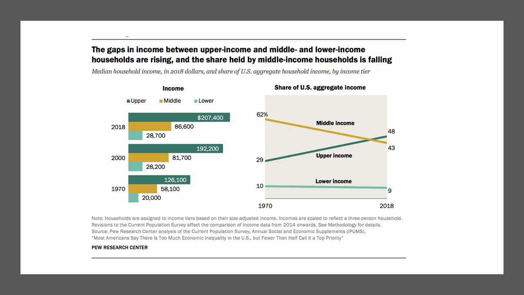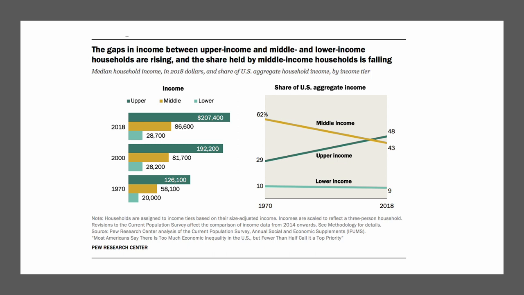Now, here's another way to look at it. This is from the Pew Research Center, and it goes from 1970 to 2018. You can look at both sides of this, but I'm just going to focus on the one on the right, share of U.S. aggregate income, okay? Now, that yellow line back in 1970, that was the highest, that was the middle income, the middle class. The next line down, the dark green line, was the rich. And the bottom line, the pale green line, is the poor. So we have the middle class, the upper class, and the poor, right?